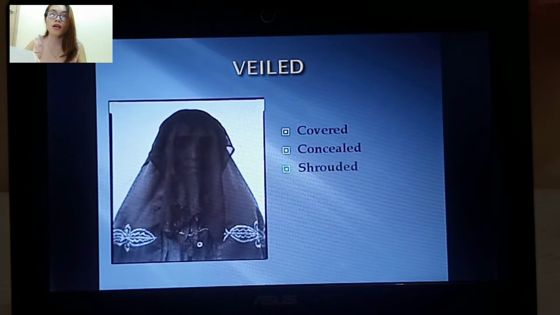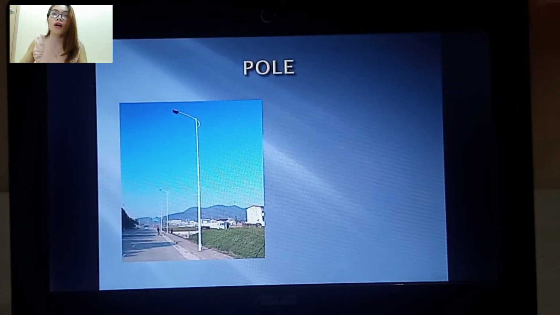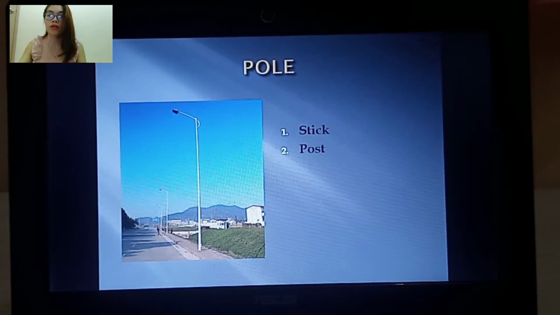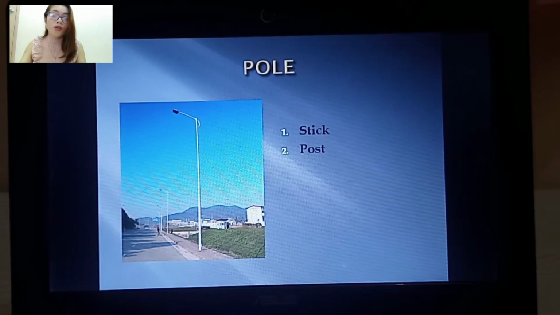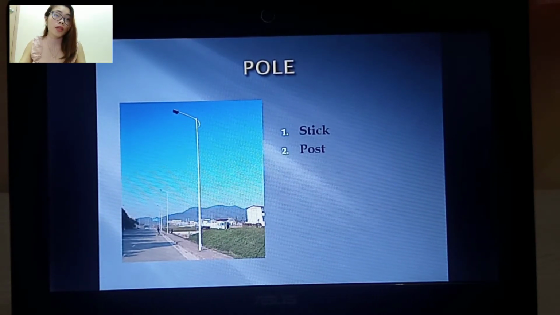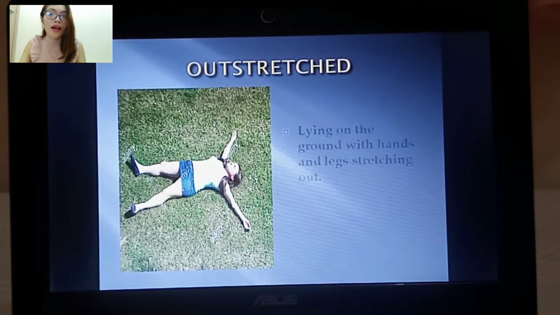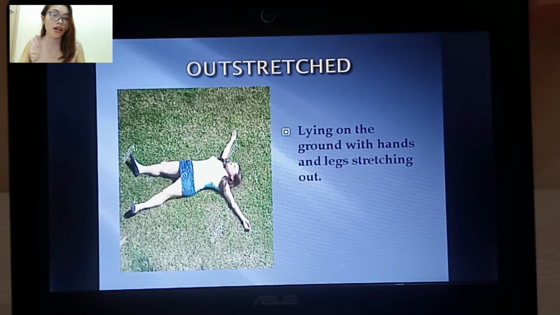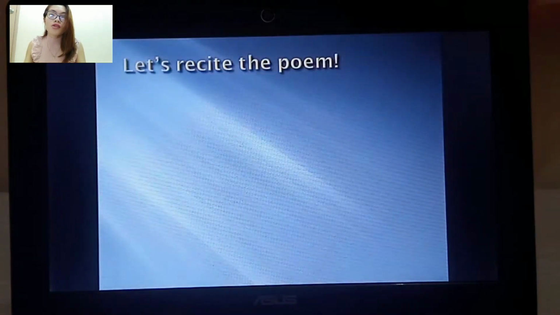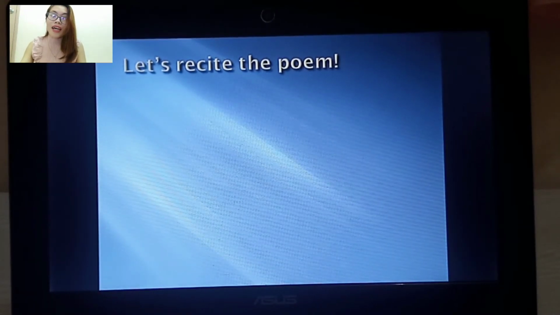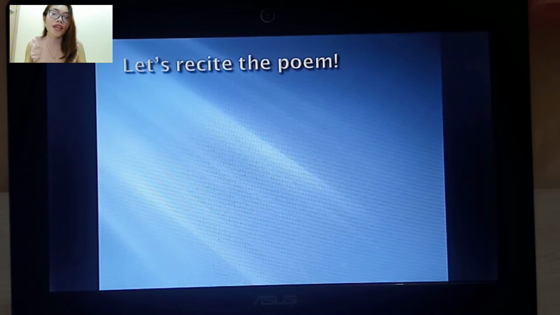And next is fool. Fool means stick or post. Look at the example. At the picture, it is an electric or lamp post. However, in the poem, it has a different meaning. Okay, and the last one is outstretched. Outstretched means lying on the ground with hands and legs stretching out. So, are you ready for the poem recitation? Can you quietly follow as I recite the poem? Okay, so let's recite the poem.